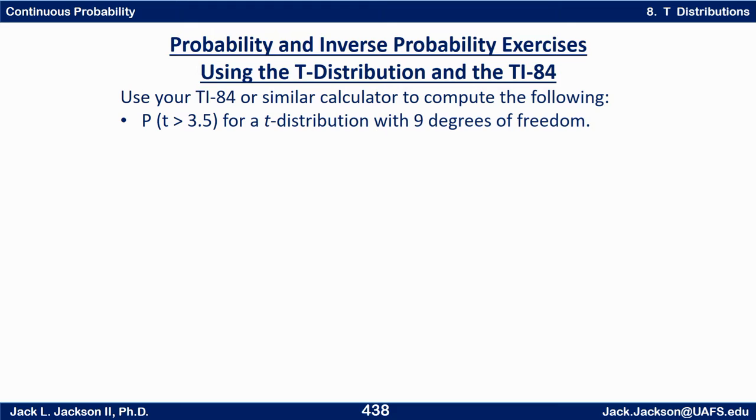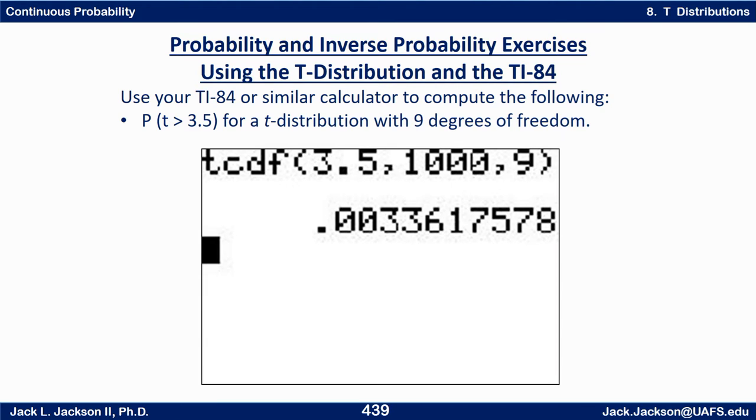How about a right-tail probability? Probability that t is greater than 3.5 with 9 degrees of freedom, t distribution. Press pause, get an answer, come back and check it. Well, we just go from 3.5 up to infinity. Well, I'll use 1,000 instead of infinity. That'll be fine. And then 9 for the degrees of freedom. There we go for an answer.